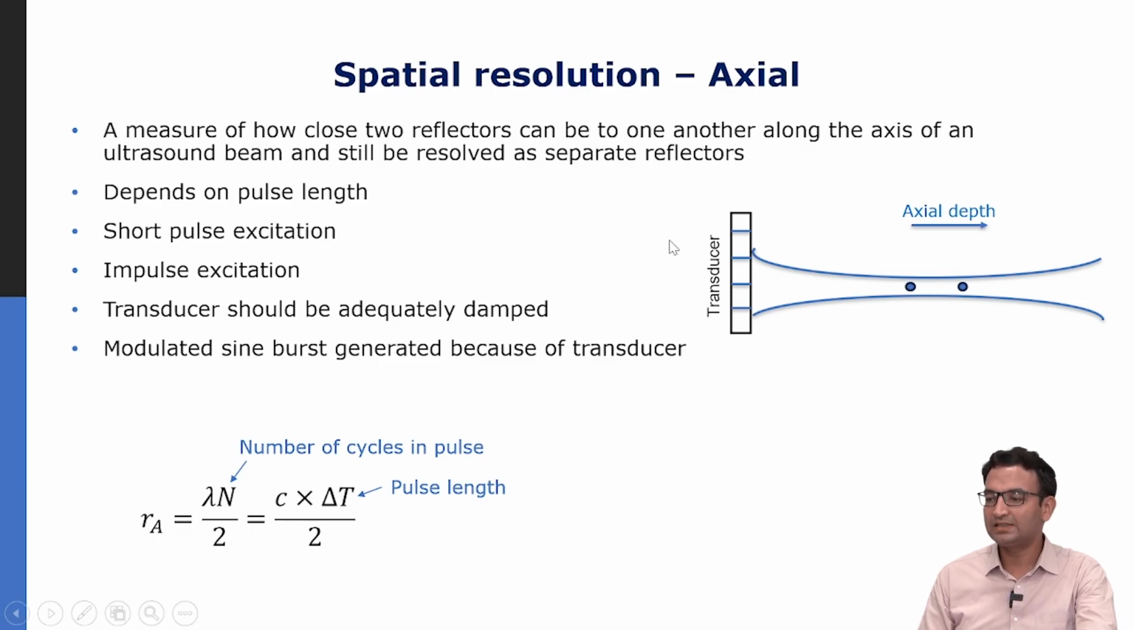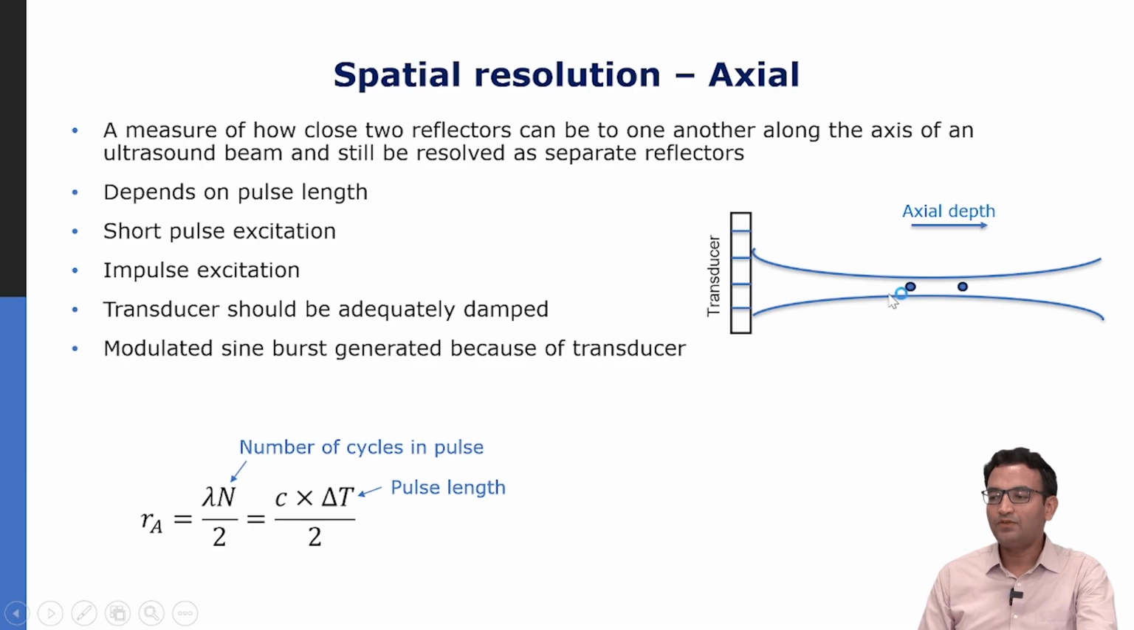So here is a schematic with a transducer, and this is a beam pattern, and along the axial depth there are two objects that are located. Can we always separate these two objects in images? Not necessarily. This depends on the pulse length of the ultrasound used to form these images.